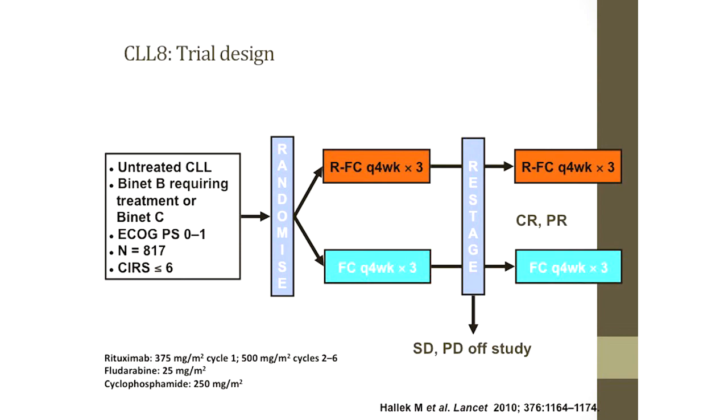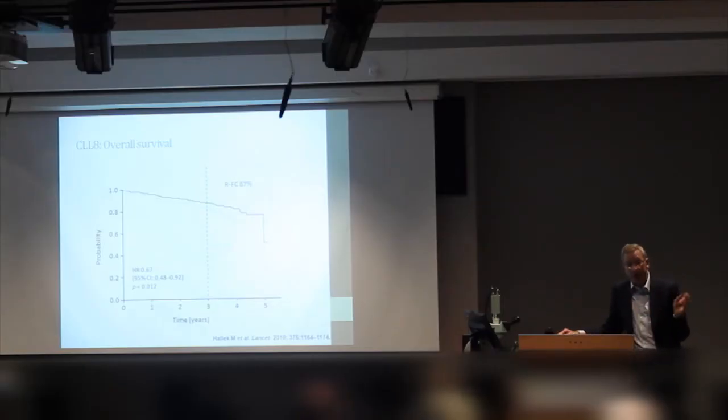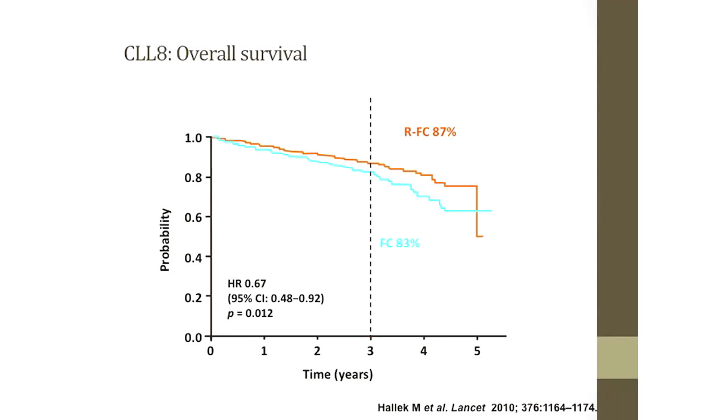And this trial was the first example in the whole literature for CLL where there was an improvement in survival in patients who got this particular chemotherapy. So this was a big breakthrough. And now Rituxan is being tried with a number of different combination drugs that are being used for CLL.